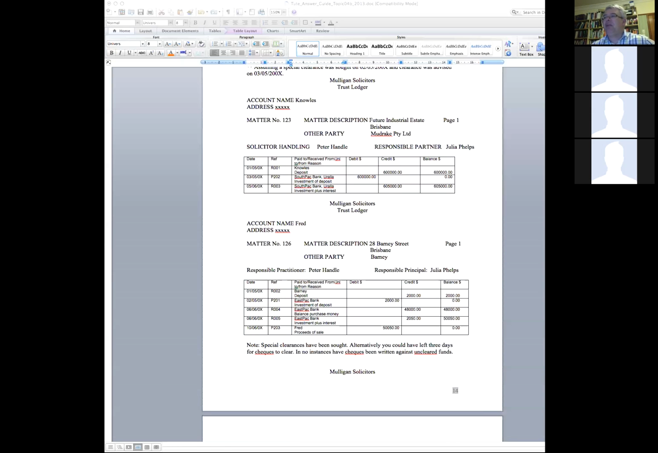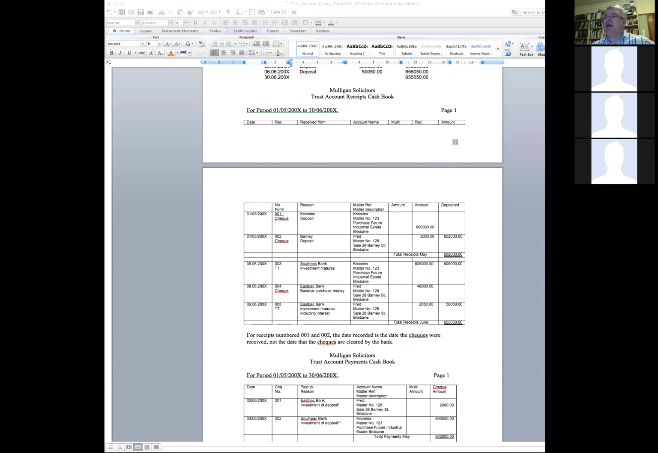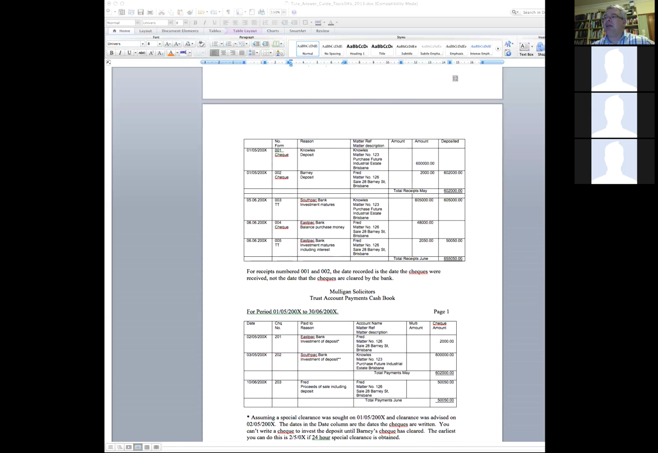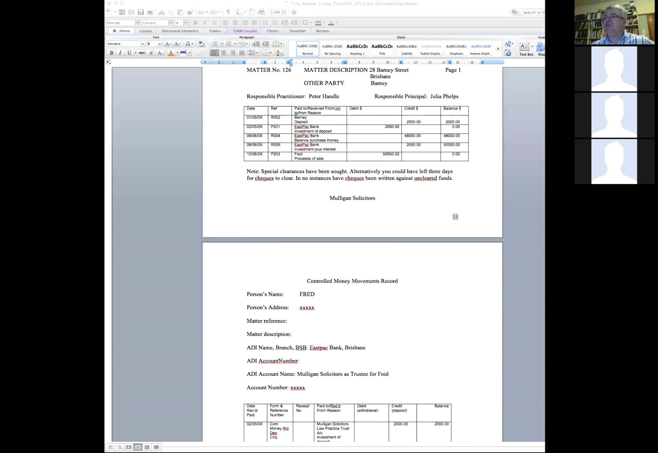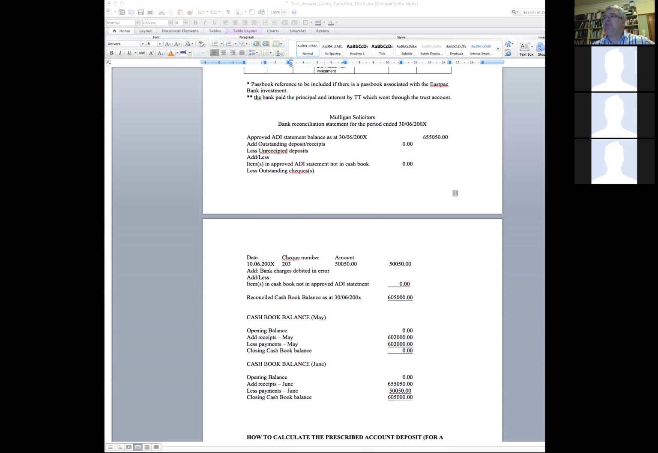Okay, so basically we've got a whole pile of transactions in relation to 2 clients forming these cash receipts book and the cash payments book. Then you're asked eventually to do a bank reconciliation. So what the bank reconciliation is doing is comparing the figures that appear in the bank statement against the figures that you've got in your cash receipts and your cash payments books.